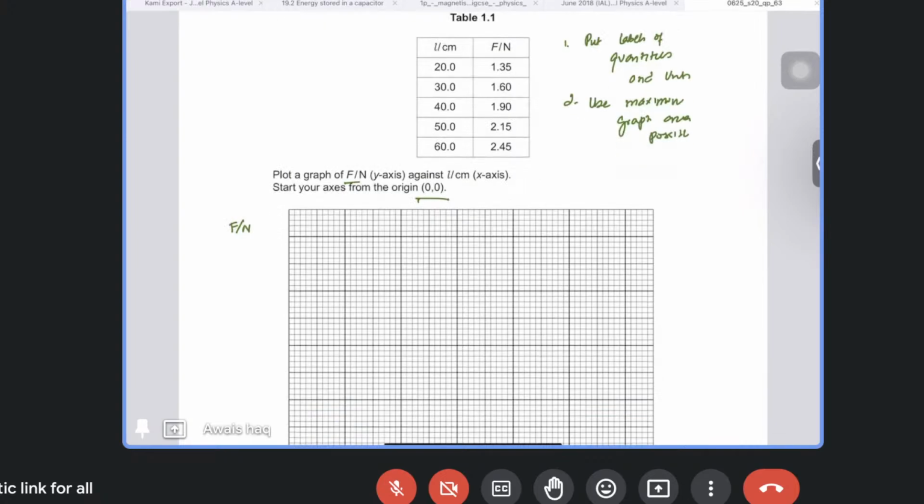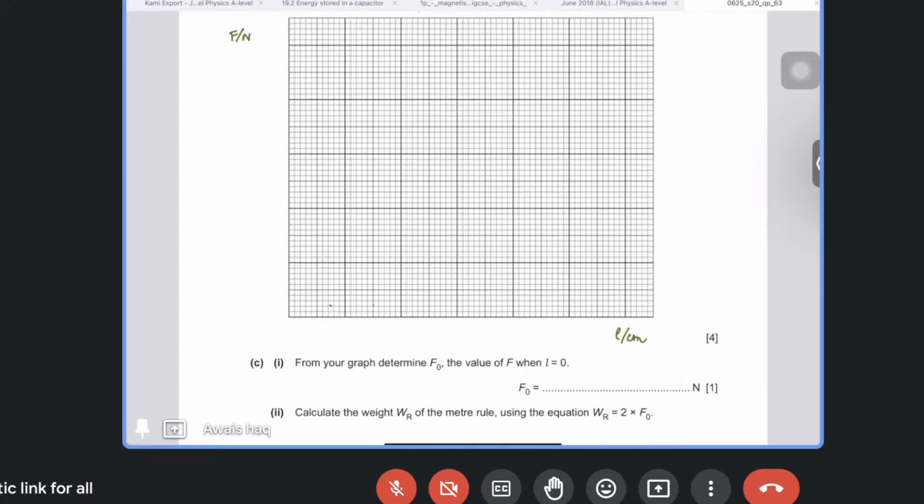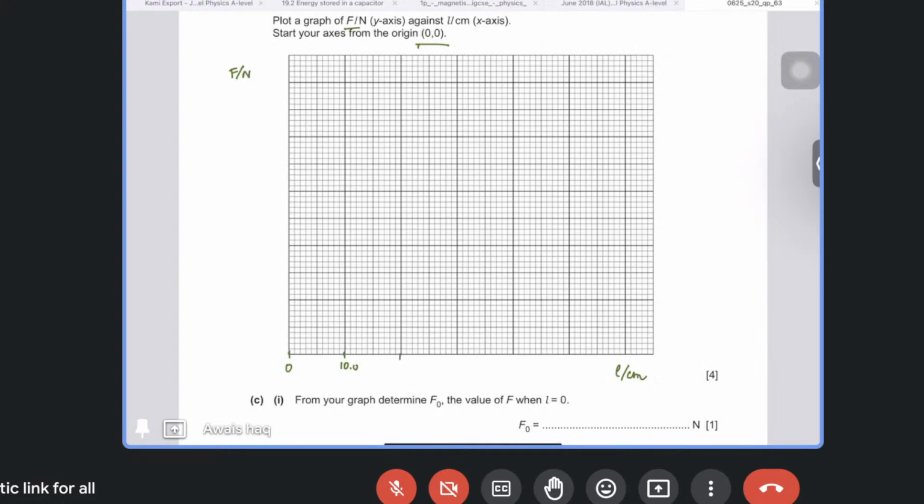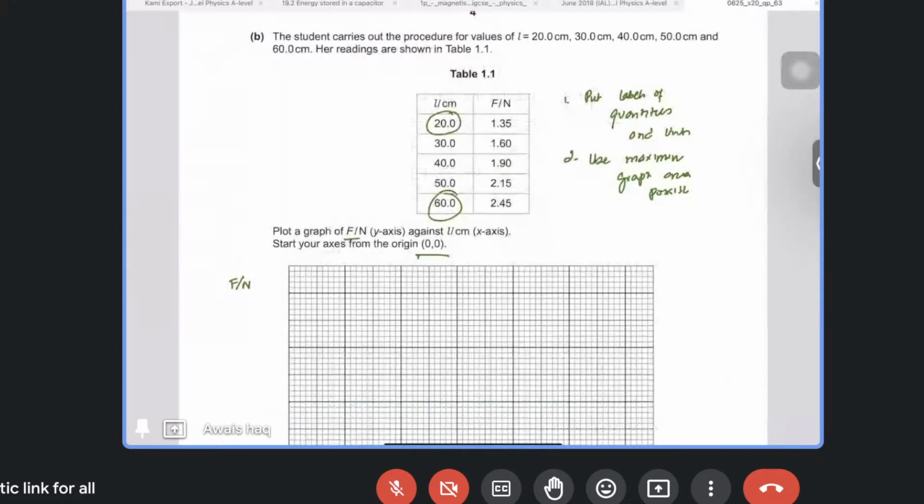All right, do not make the graph this small, please make it big. So how do we do this? You have to start from 0, but you have to end at 60, and we have 1 2 3 4 5 6 boxes, and that's very good. So we're going to start from 0, and then we go 10.0, 20.0, 30.0, 40.0, 50.0, and obviously 60.0. So now we're using the maximum graph, and then here you have to start from 0 but end at 2.45, and if you look at this, they have the same difference, right?